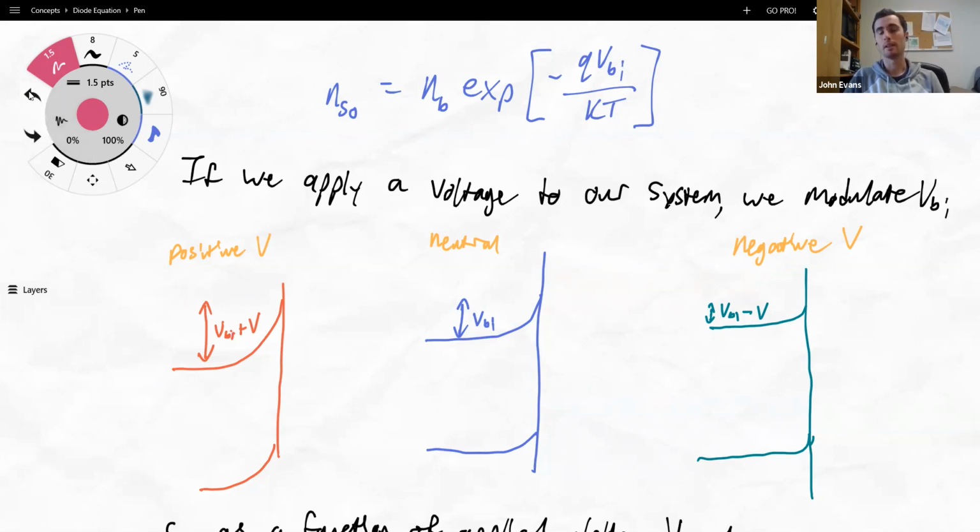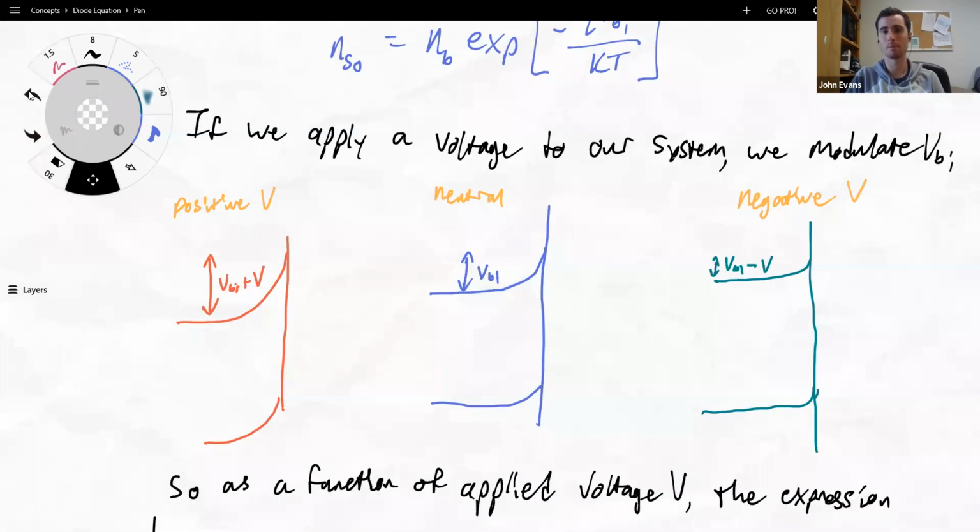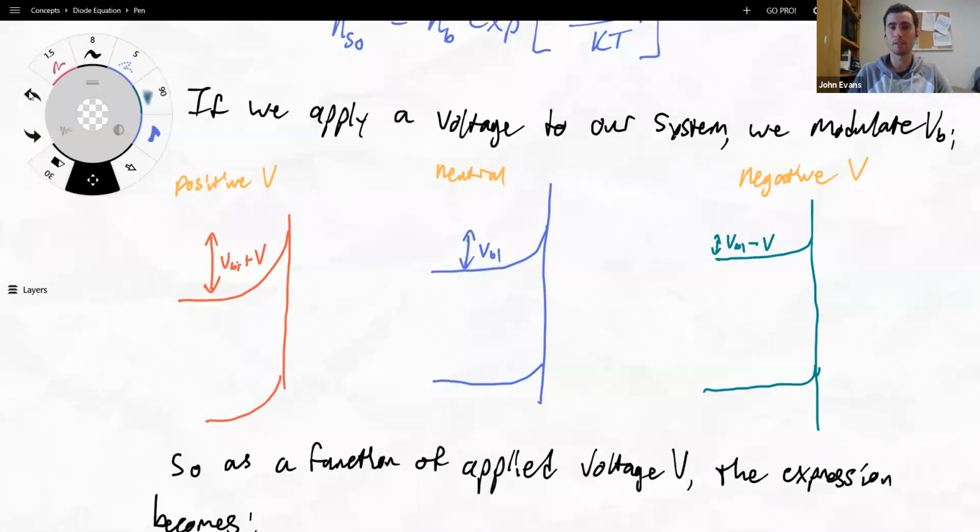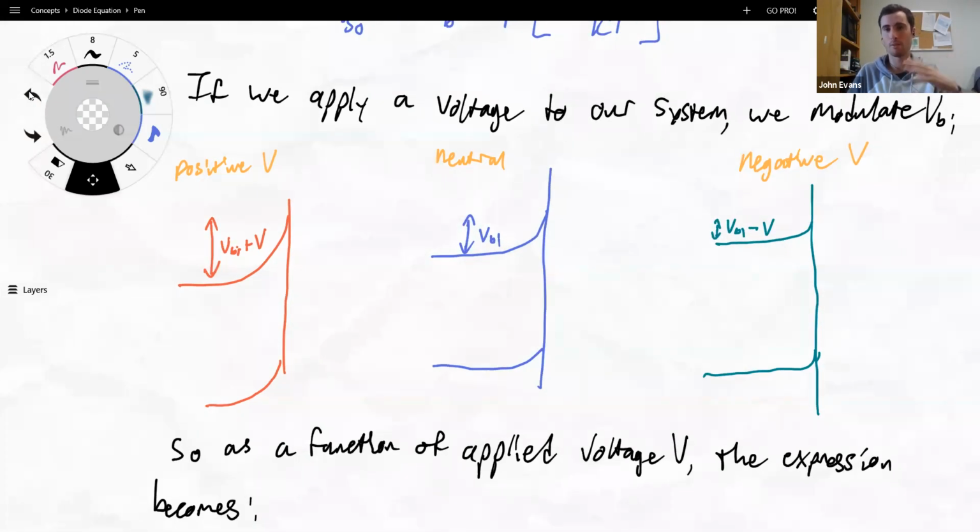Similarly, if we apply a negative voltage, we're going to bump our bands up a little bit. And so now the voltage that we measure is going to be equal to the built-in voltage minus our applied potential, right? So it seems as though we can add the value of our voltage, whether that value be positive or negative, to VBI and get the right expression for how the band bending diagrams change.